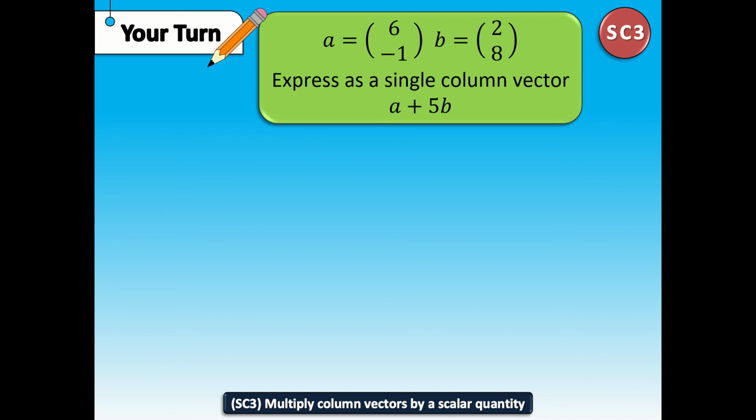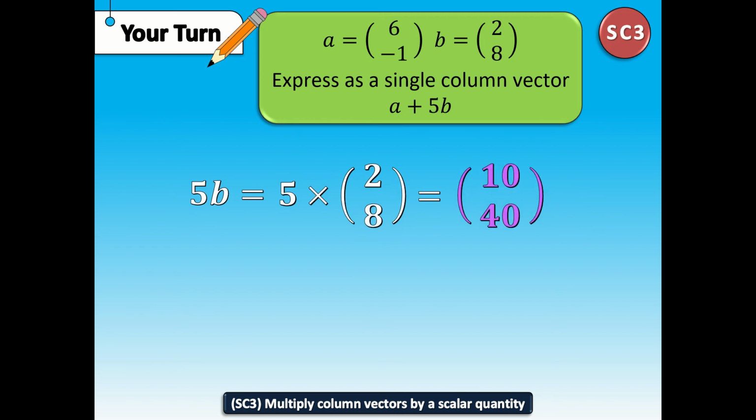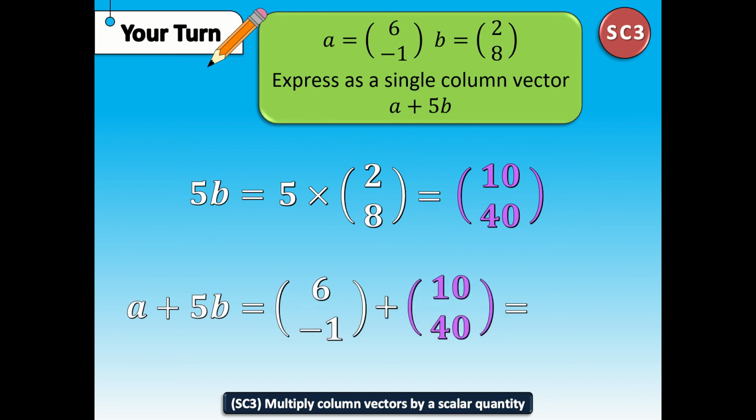So we want to express as a single column vector a plus 5b. Well, 5b is 5 lots of 2, 8, which is 10, 40. So a plus 5b is 6, minus 1 plus 10, 40. So that's 16, 39.